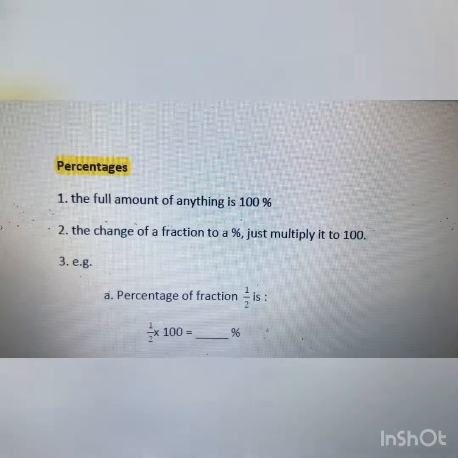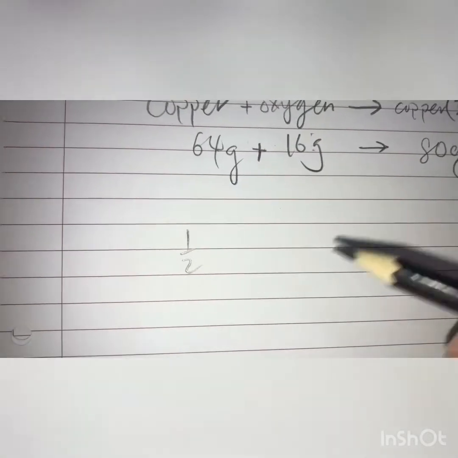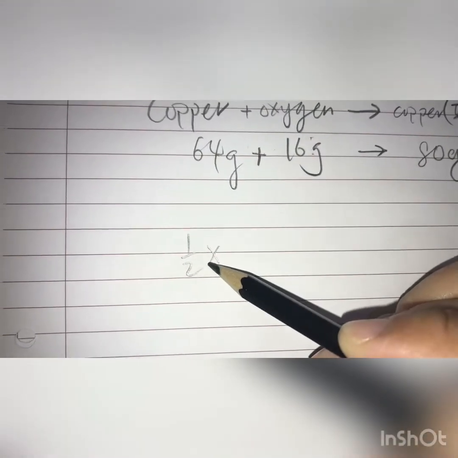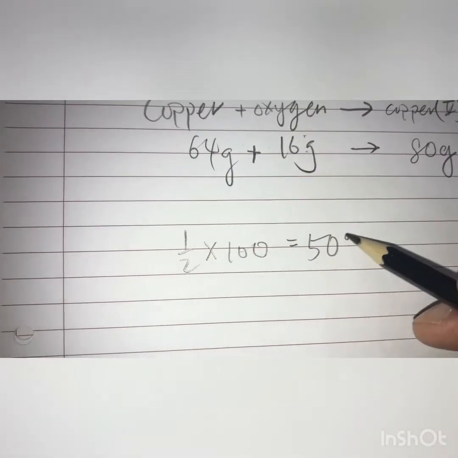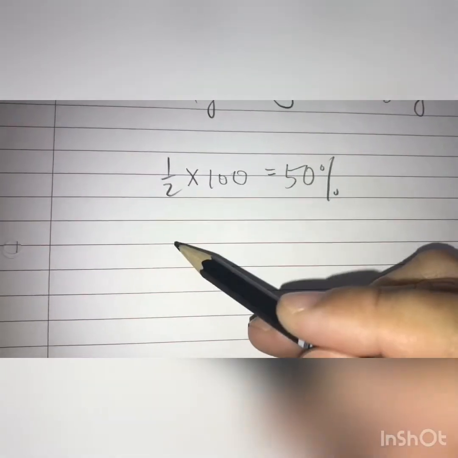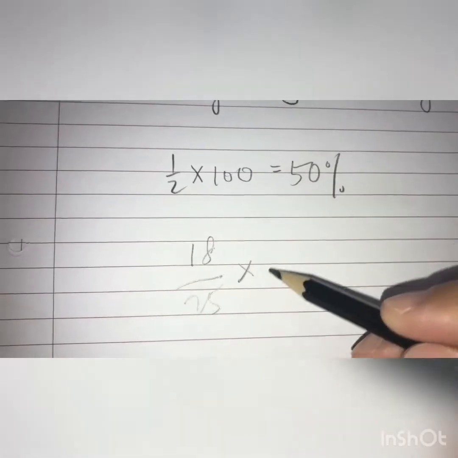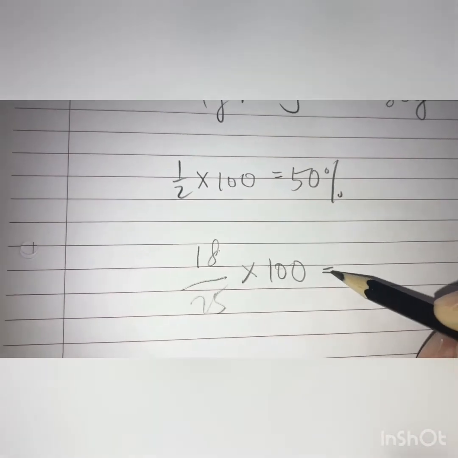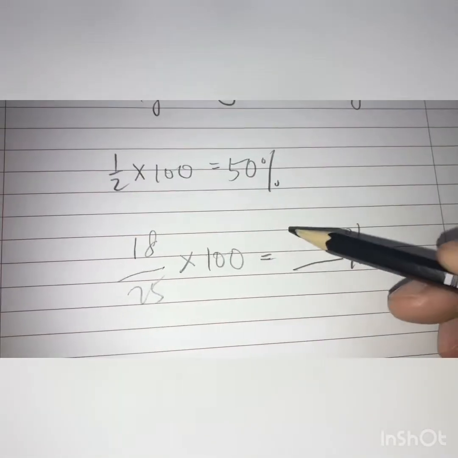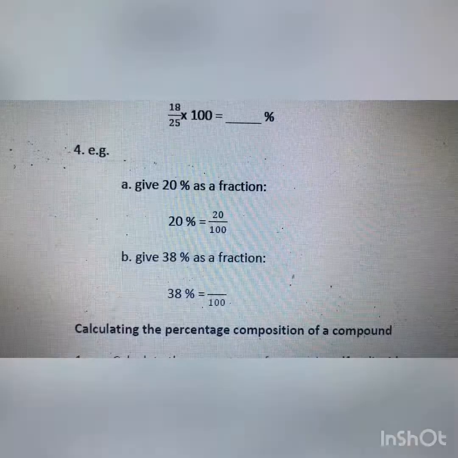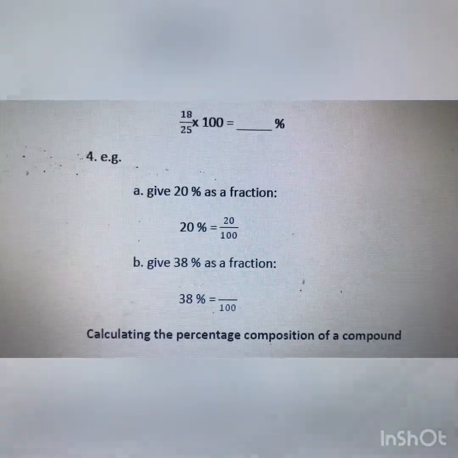Talking about the percentage. To change a fraction to a percentage, just multiply it by 100. So the next question, 18 over 25. By multiplying by 100, you will get how many percent? 72%. Do number 4 by yourself. Number 4B, 38%. Write it into a fraction, it will be like this.